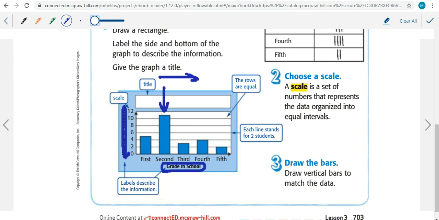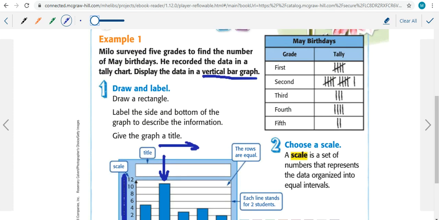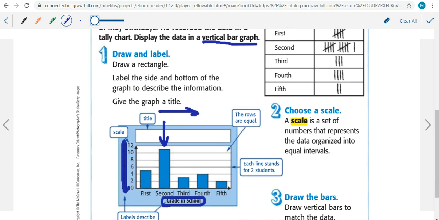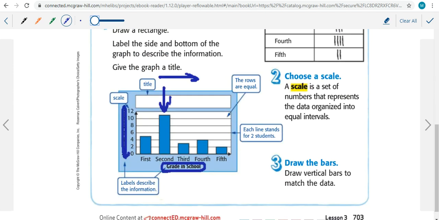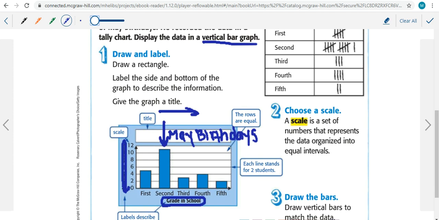Now, give the graph a title. What do you think the title for this bar graph should be? I think we can write May Birthdays, okay? So here you will write May Birthdays. This is the name of the graph.